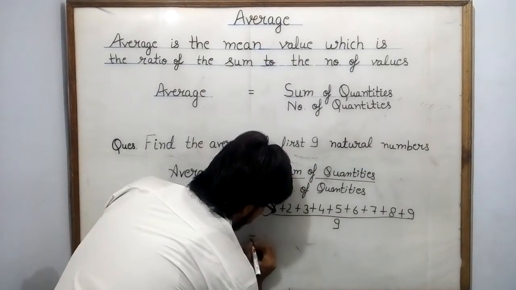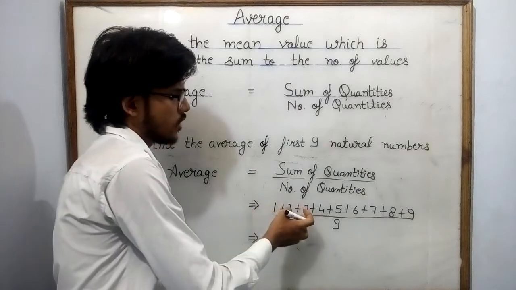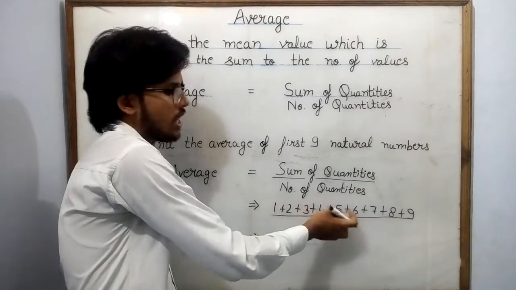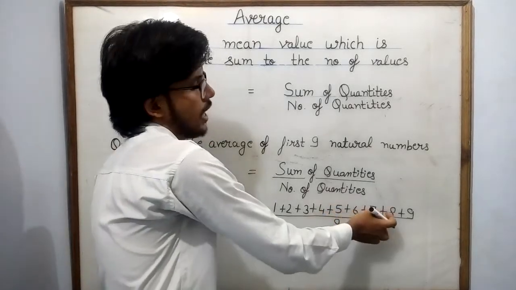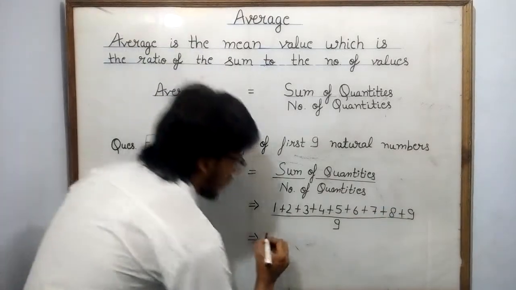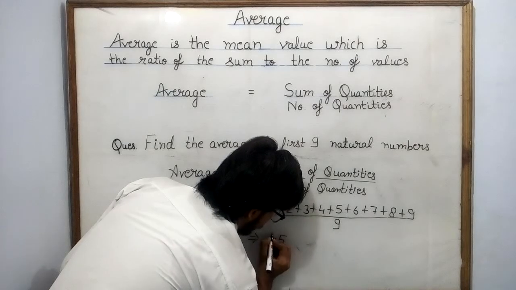So let's write. First of all we will add this. So 1 plus 2 is 3. 3 plus 3 is 6. 6 plus 4 is 10. 10 plus 5 is 15. 15 plus 6 is 21. 21 plus 7 is 28. 28 plus 8 is 36. 36 plus 9 is 45. So 45 divided by 9.